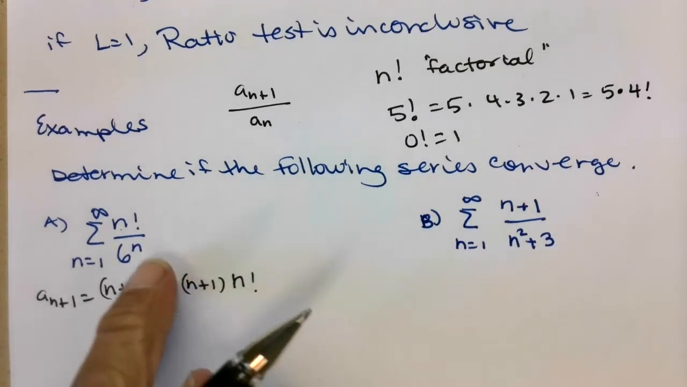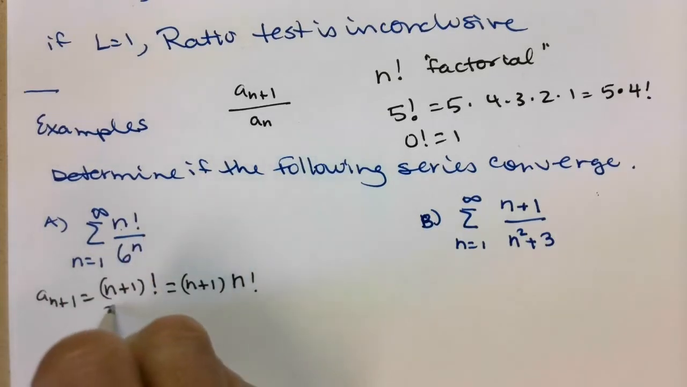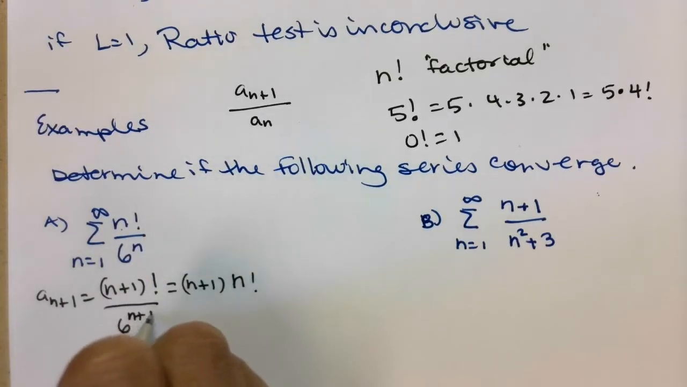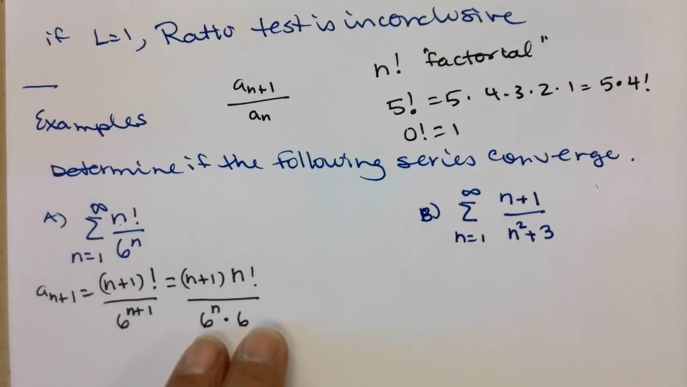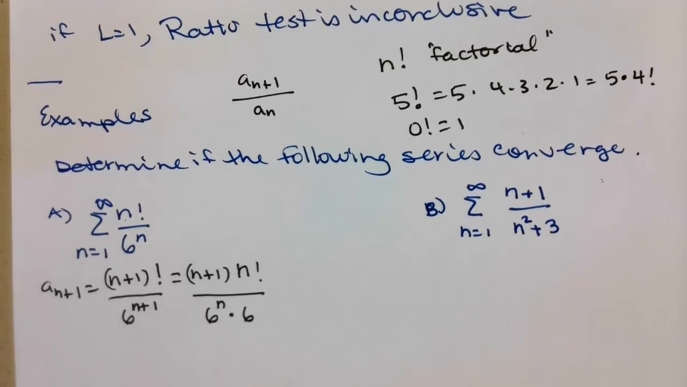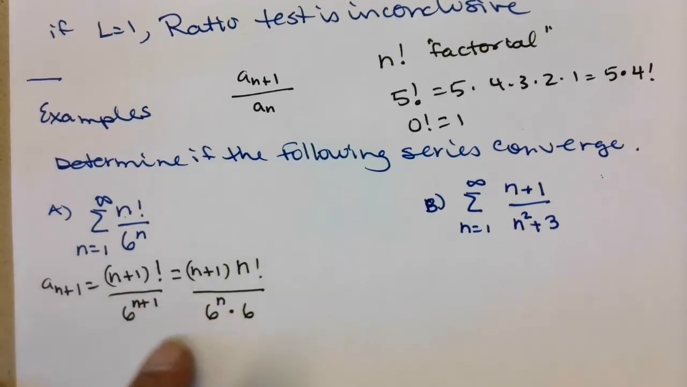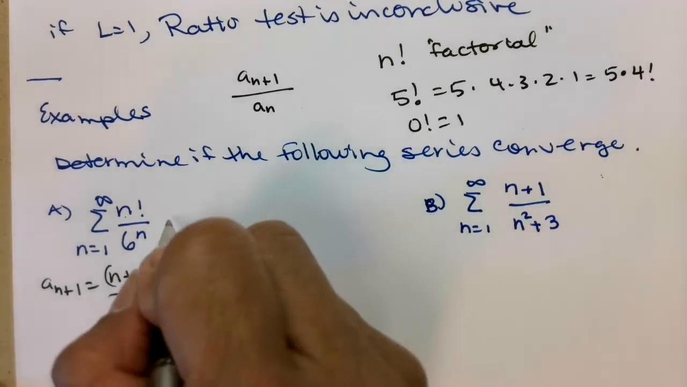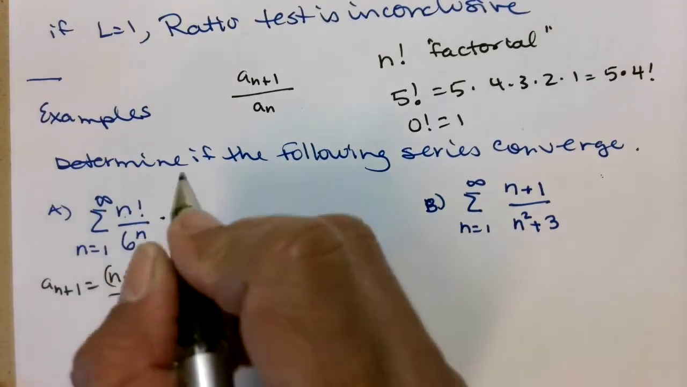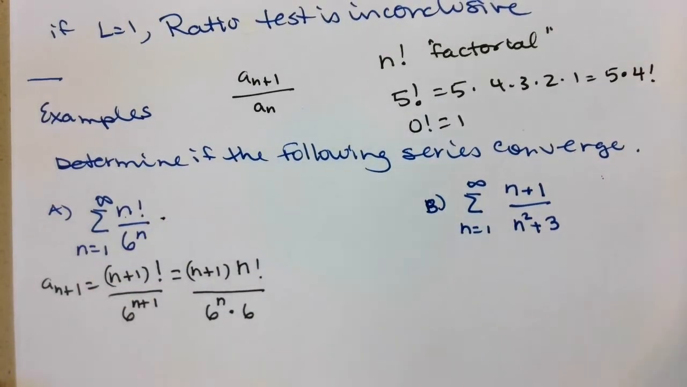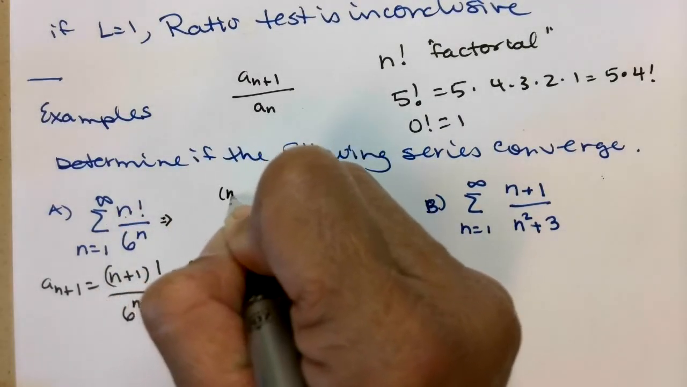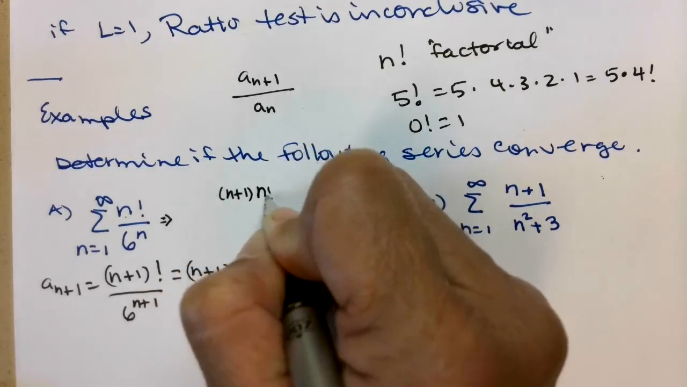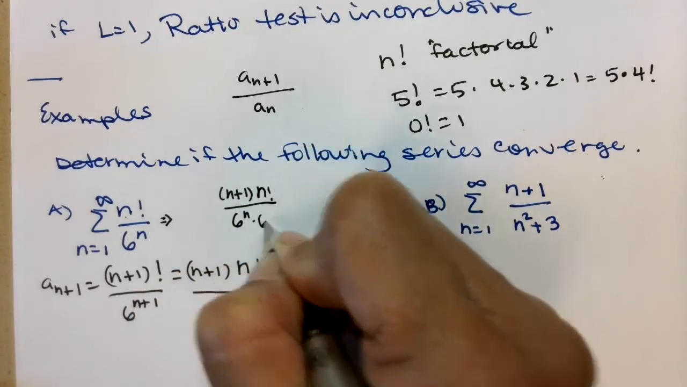So here is my numerator, and now I have 6 to the n plus 1. But that's the same thing as 6 to the n times 6. Multiply like bases, you add the exponents, that would get you back to the n plus 1. So here's my a sub n plus 1. I'm going to go ahead and write that up here. I didn't leave myself enough space as per usual. So I'm going to have n plus 1, n factorial, 6 to the n times 6.